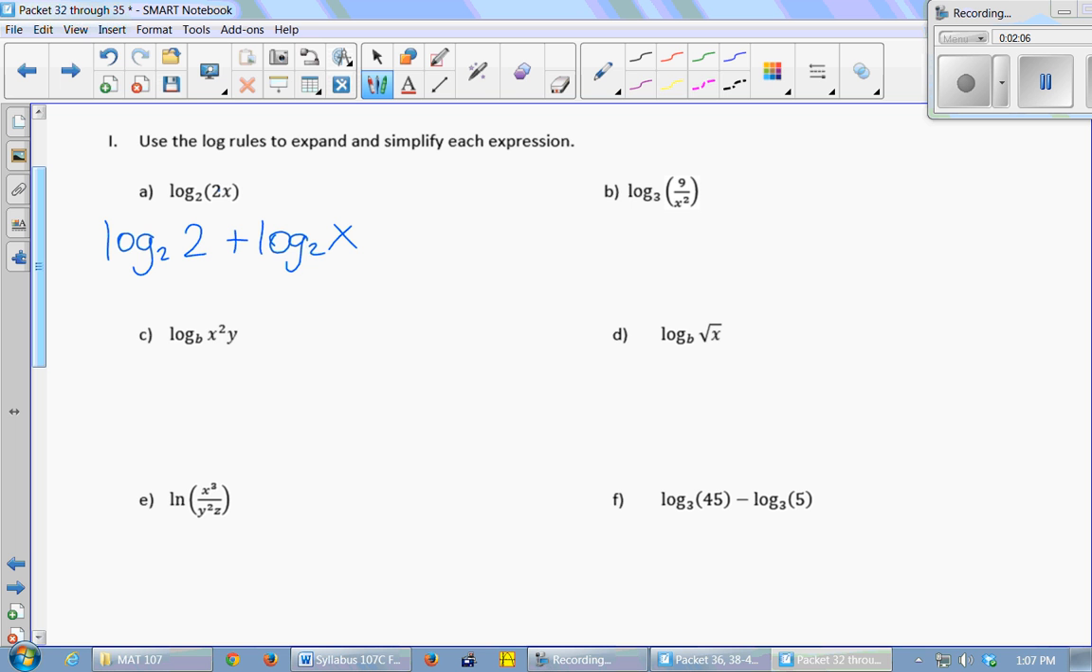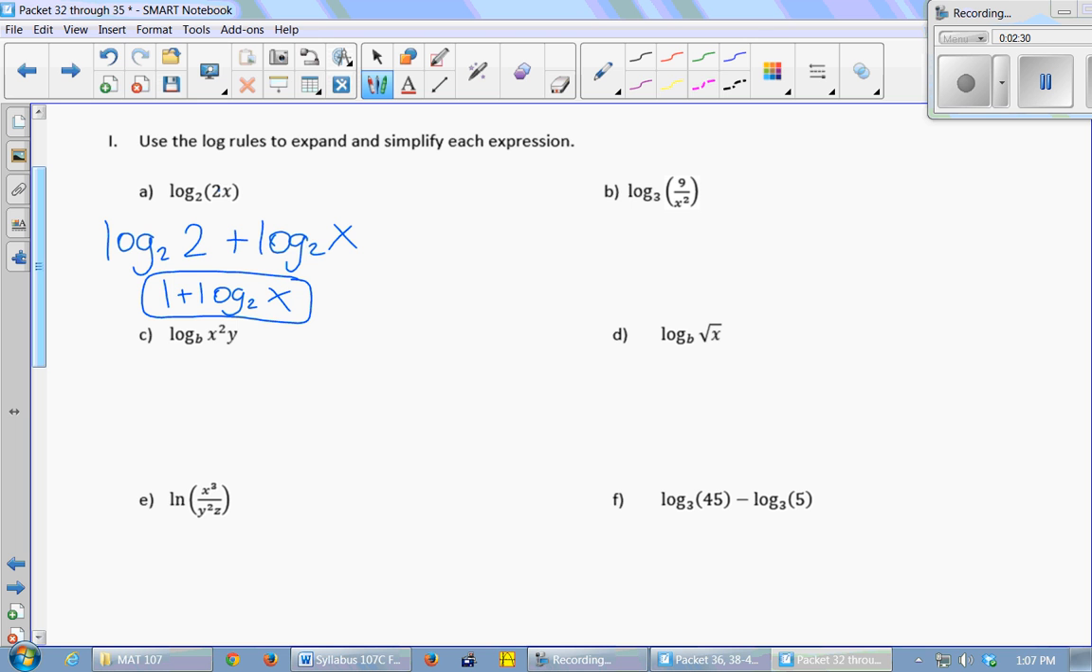And then using the definition, what is log base 2 of 2? 1, because when I say log base 2 of 2, that means I'm asking you what power should I raise 2 to make 2? The first power. So that's why it comes out to 1 plus log base 2 of x.